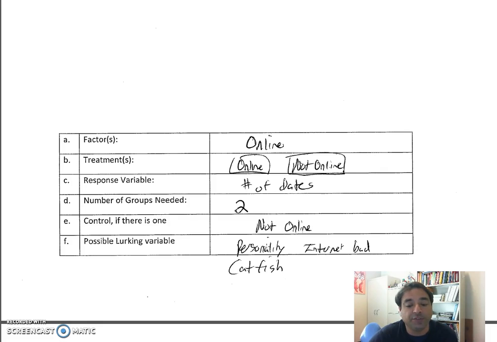And then some lurking variables: your personality, if you don't have internet, if your internet's sketchy and not effective. Somebody put catfish, so if you're not representing yourself online.